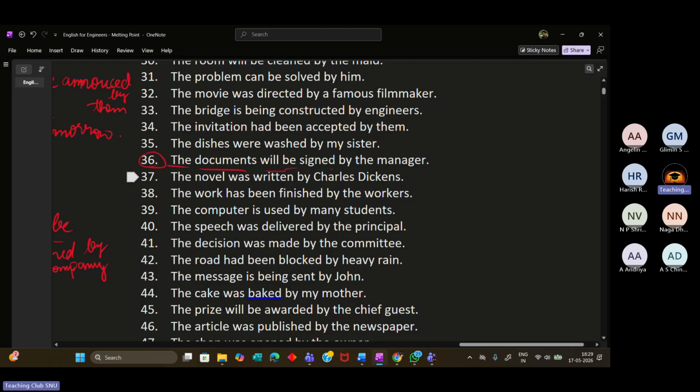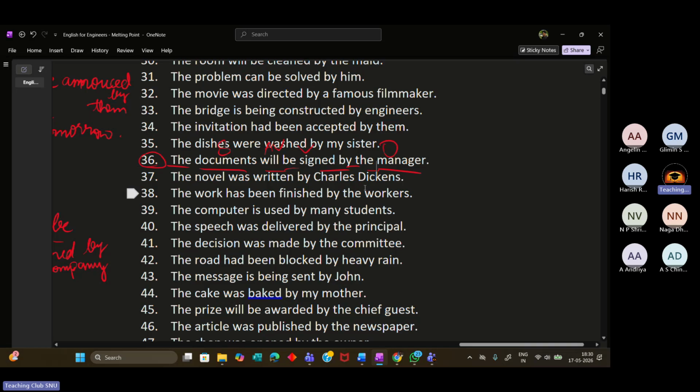The documents will be signed by the manager. Okay. So here, what will be the verb and the adverb here? We do the same algorithm here. No changes. What will be the verb and the adverb there? Signed. Yeah, will be signed. Verb, adverb. And then here the subject is documents and the object is manager.